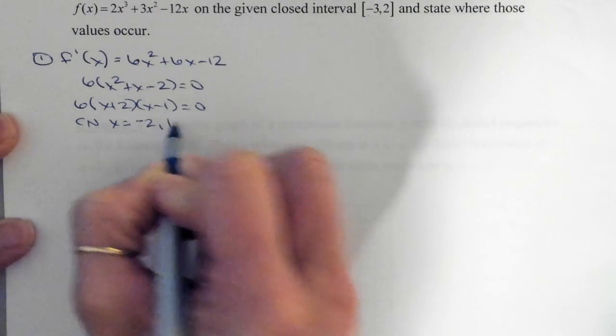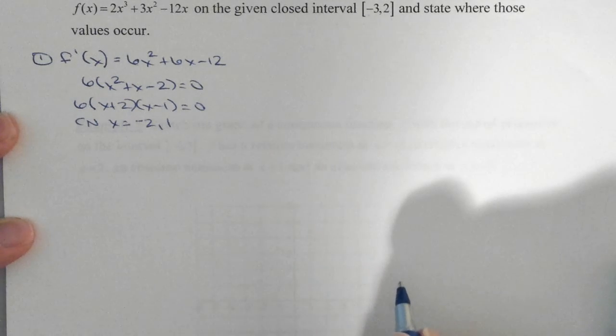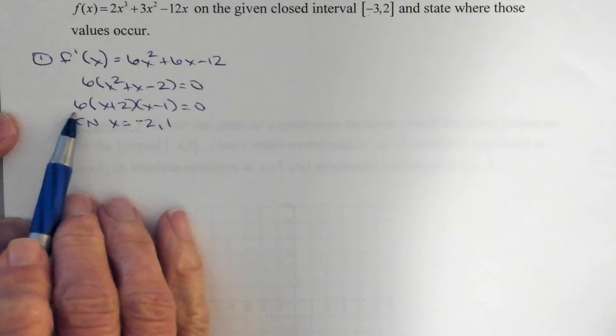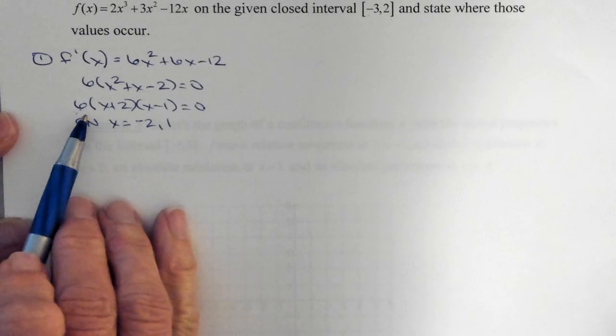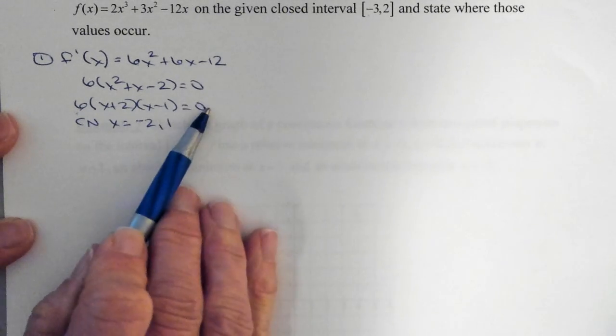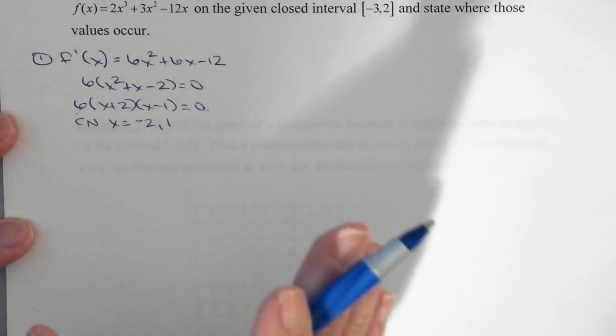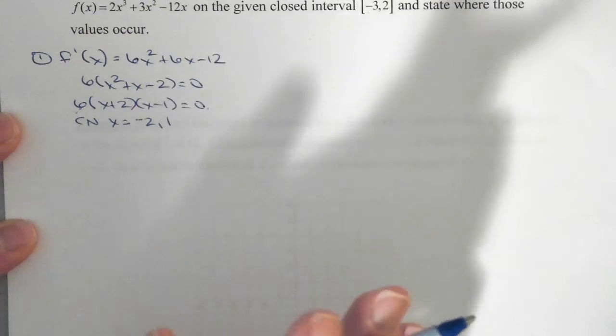Negative 2 and 1, not 0? Okay. Some of you made this mistake a long time ago. I'm sure you will not make it again. Remember, 6 does not equal 0. It's just a common factor. There's no variable. If there was an x there, it'd be different, right?